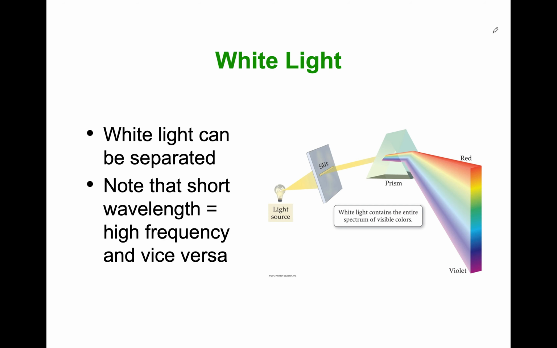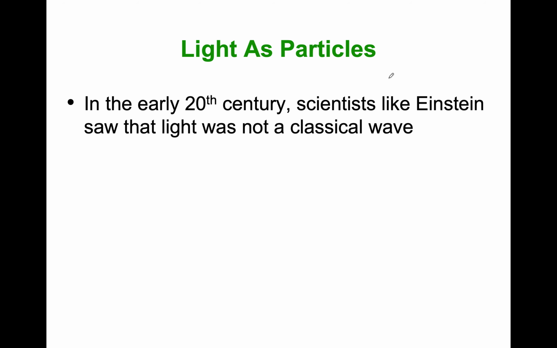Light can also be separated. We've got a prism here that can separate light out into its different colors. We've got the wavelength and frequency. I already mentioned the inverse relationship, so that's here, they're vice versa. And I said light is a wave.